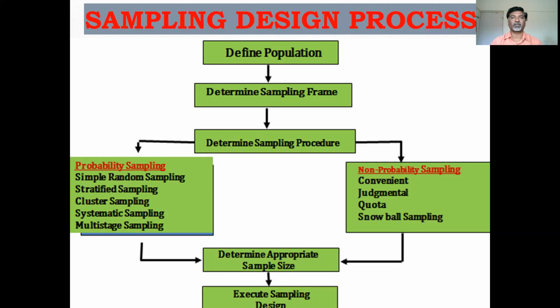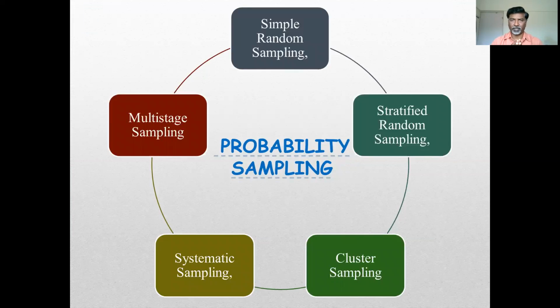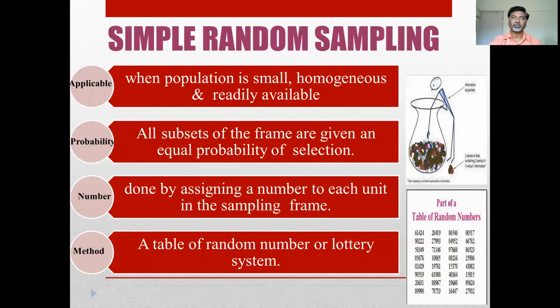So these are the procedure or steps to conduct the sampling process. As we have discussed, there are two types of sampling methods: probability sampling method and non-probability sampling method. In probability sampling method, all members from the sampling frame have equal probability to get selected as a sample. So what are the different types of probability sampling method? There are different types like simple random sampling, stratified random sampling, cluster sampling, systematic sampling, and multi-stage sampling. Now we'll see one by one what the key characteristics of these sampling techniques are.